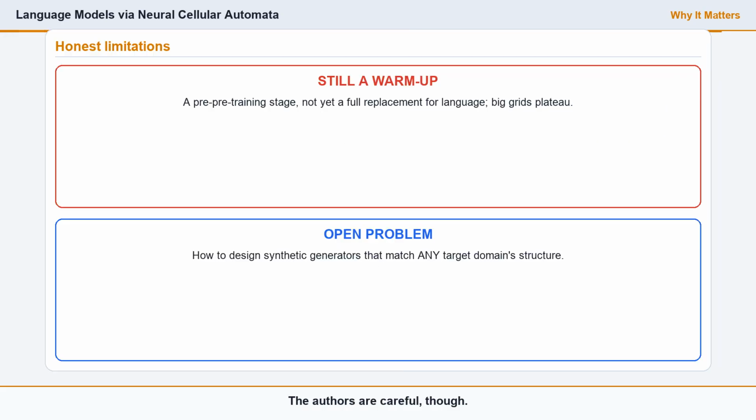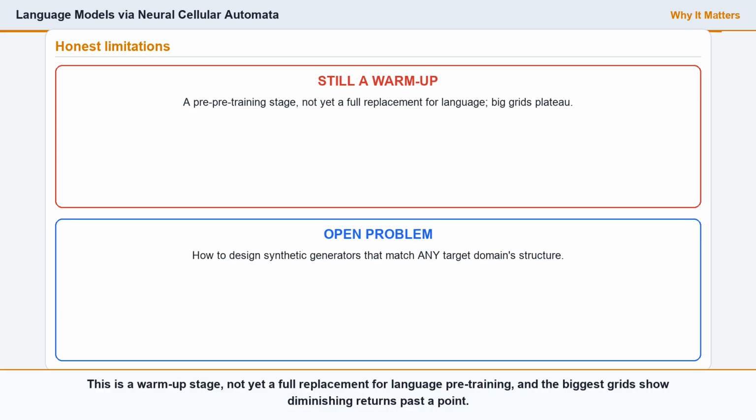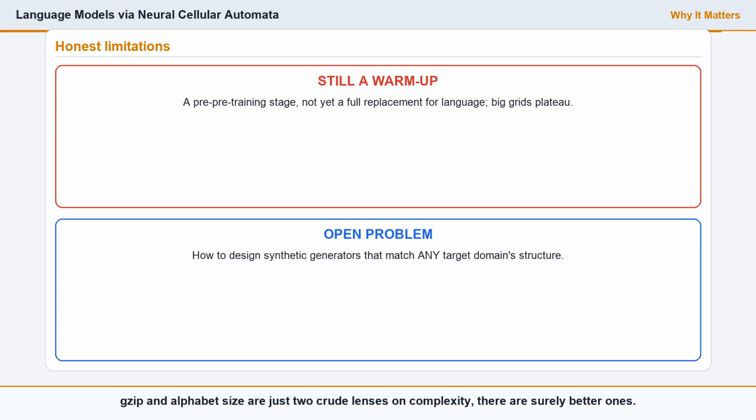The authors are careful, though. This is a warm-up stage, not yet a full replacement for language pre-training, and the biggest grids show diminishing returns past a point. Gzip and alphabet size are just 2 crude lenses on complexity. There are surely better ones. The real open problem: how to design synthetic generators that match any target domain.